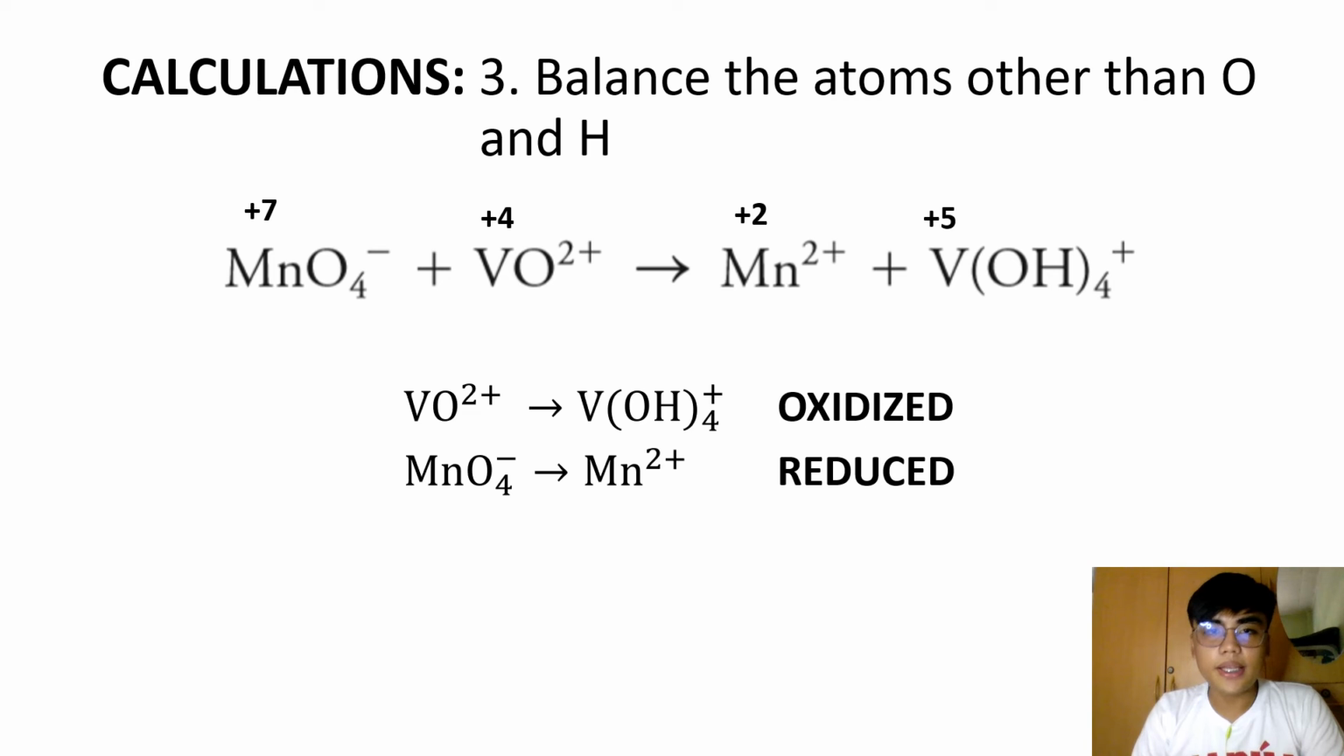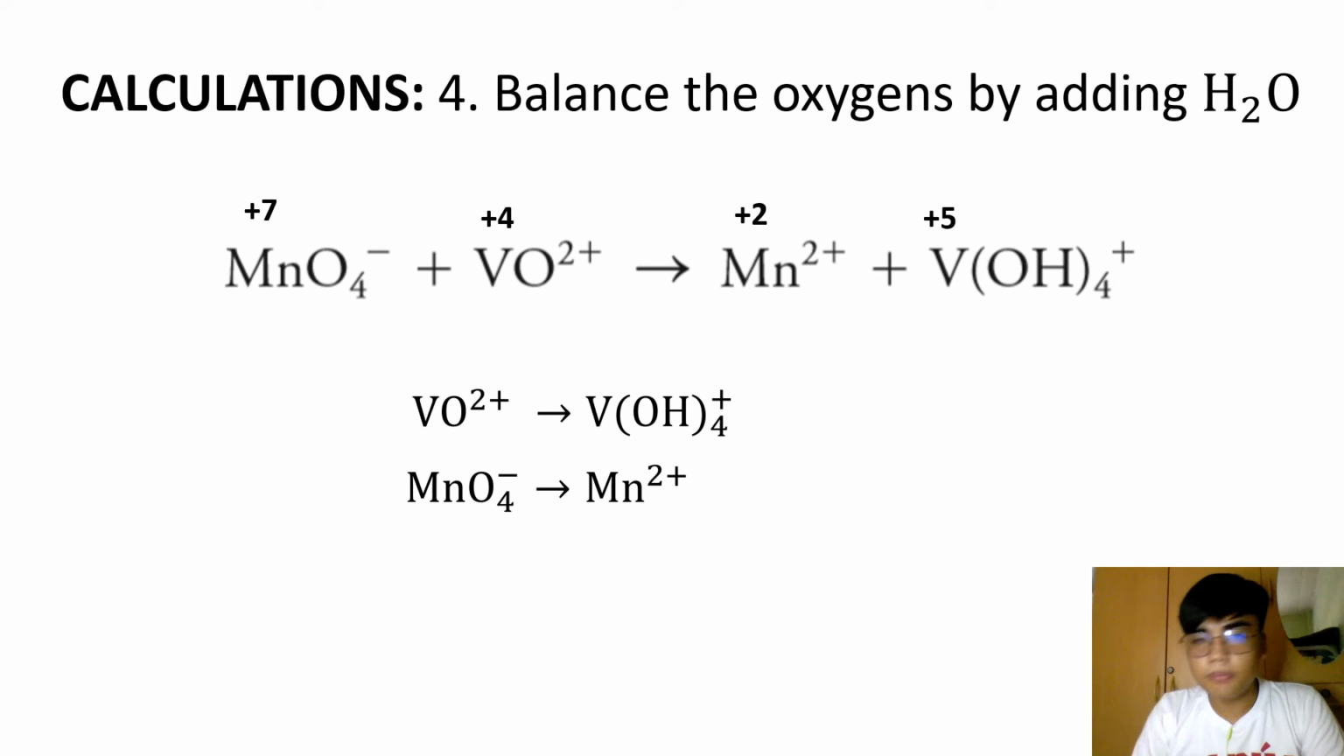So next one, step 3, we need to balance atoms other than oxygen and hydrogen. So vanadil ion going to vanadium 4 hydroxide, vanadium has a valence atom. And we had permanganate for the reduction half reaction. Manganese is also has a valence atom other than oxygen and hydrogen.